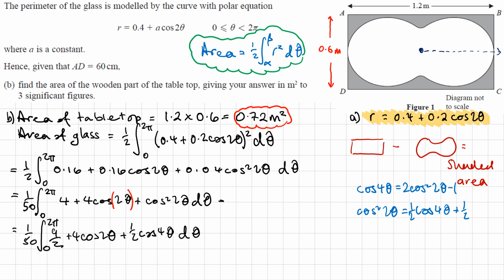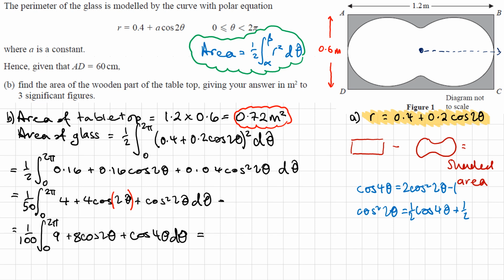And then taking that half to the other side, I'll do that here as well. So 1 over 50 will become 1 over 100. The 9 over 2 will just become 9. The 4 will become 8. And the half goes. Just makes things a little bit easier to deal with. So you've got cos 4 theta d theta. So I'm now ready to integrate.